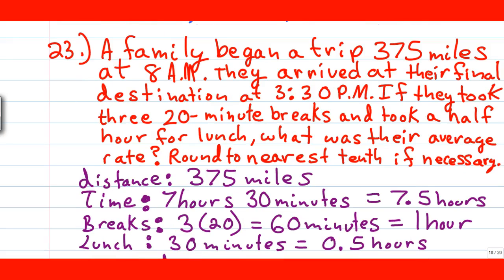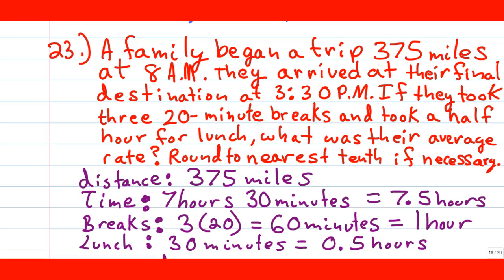So I have problem 23 and it reads, a family began a trip 375 miles at 8 a.m. They arrived at their final destination at 3:30 p.m. If they took 3 20-minute breaks and took a half hour for lunch, what was their average rate? Round to the nearest tenth if necessary.